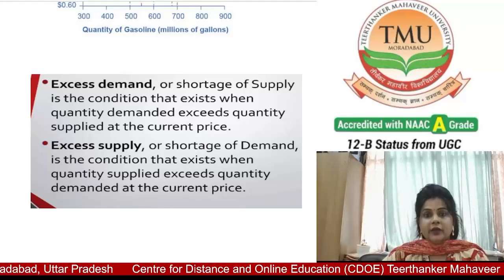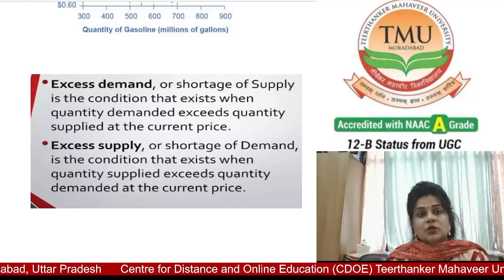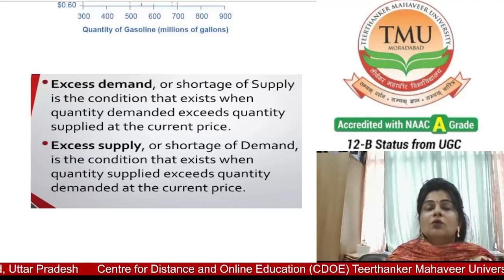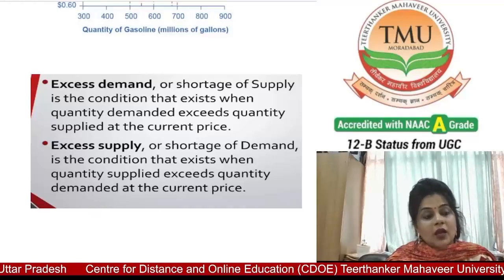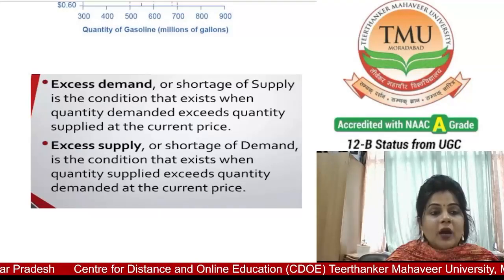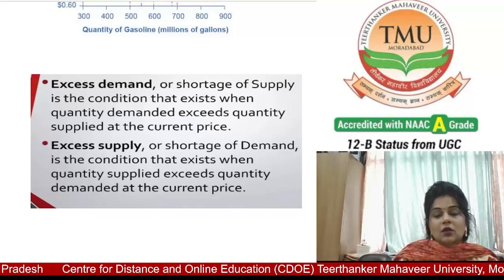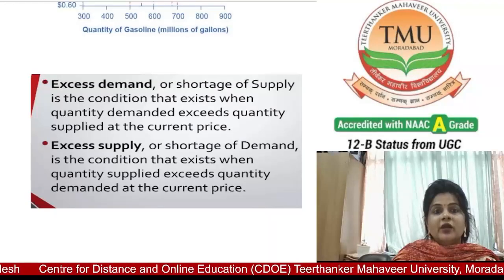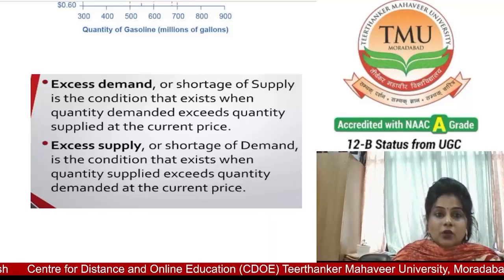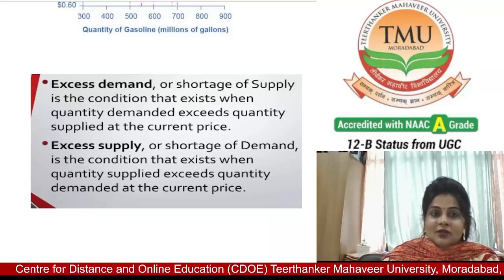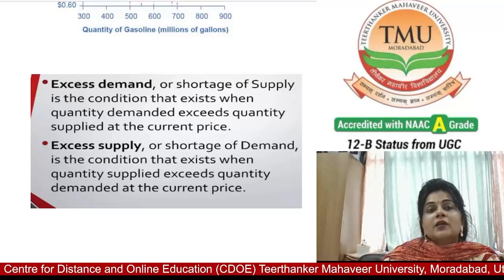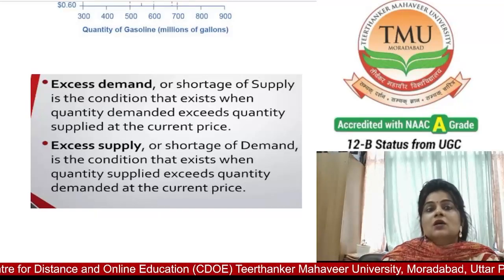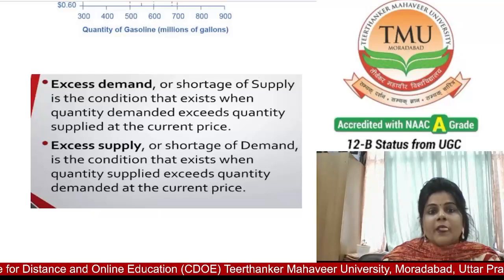So, students, I hope you well understood what the supply curve is, what the demand curve is, and what the market equilibrium is, where the quantity supplied and quantity demanded intersect each other, which is the market equilibrium position. Now, excess demand is called a shortage of supply, and excess supply is called a surplus.